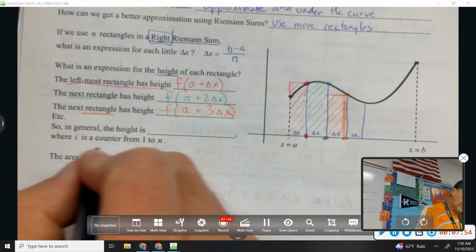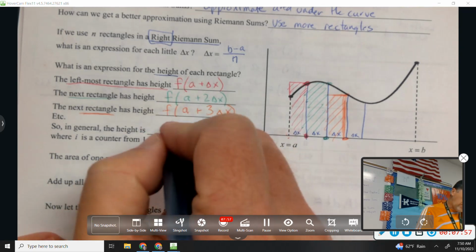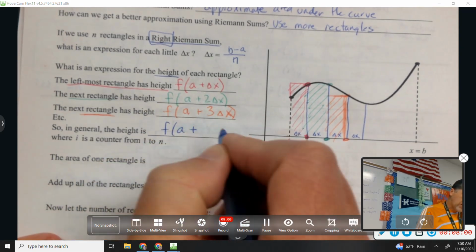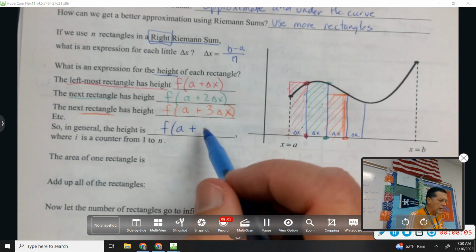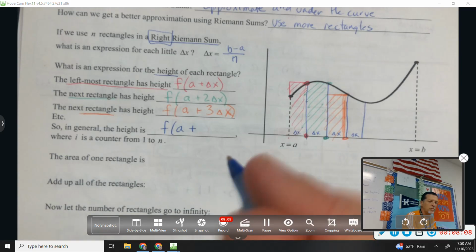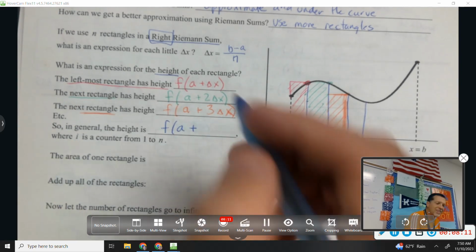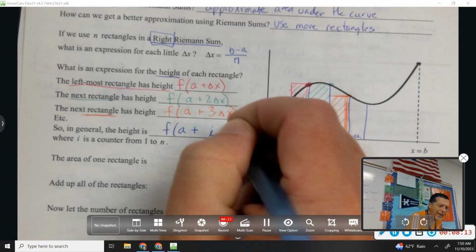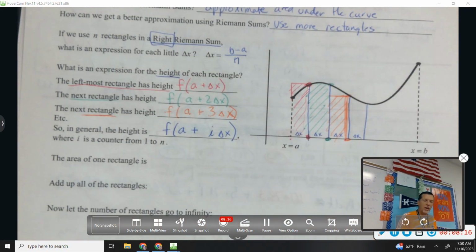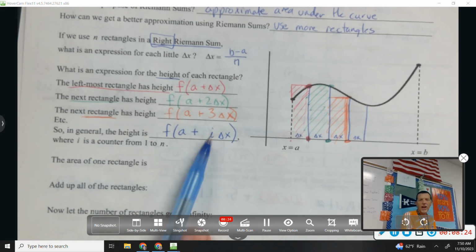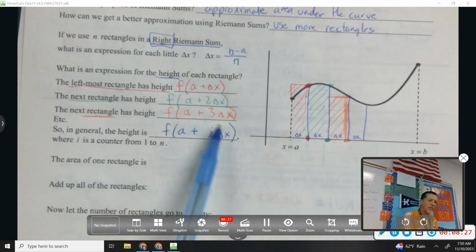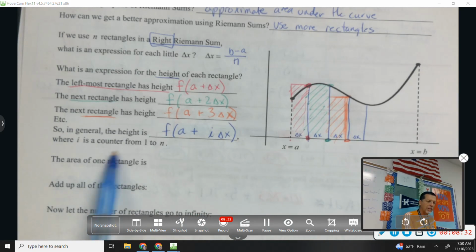So in general, the height is, let's follow the pattern here. F of A plus something. I'm counting up here. And almost any time we need a counter in math, do you know what variable? Oh, there it is right there. Usually we use an I as our counter variable. When we're doing summations with the big capital Greek sigma, a lot of times we use I equals 1 to 4 or 1 to 8 or whatever. I is usually our sort of counter. So A plus however many times we want to move over. I is the counter from 1 to n.